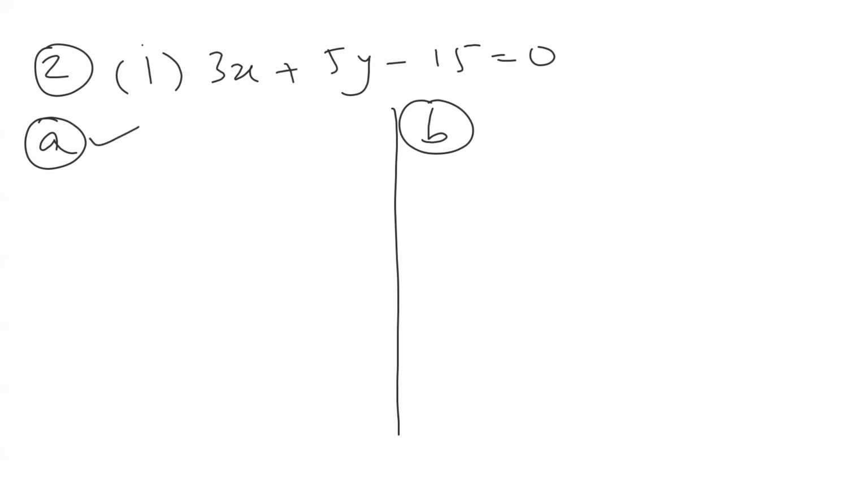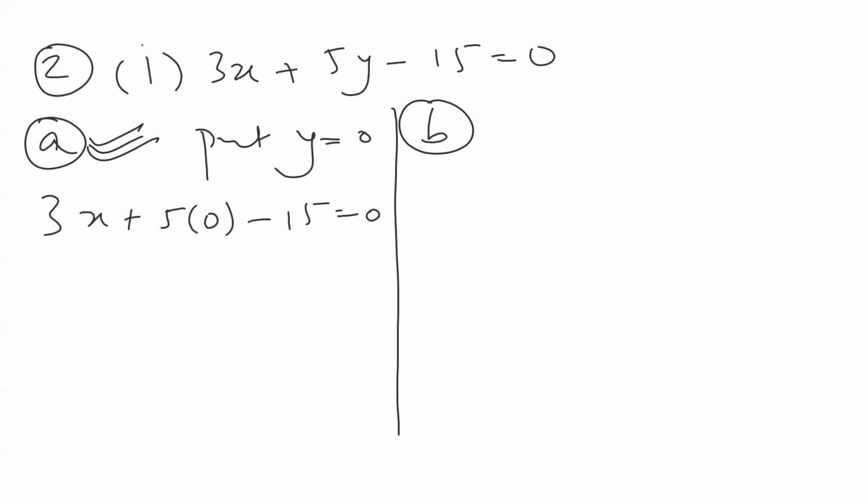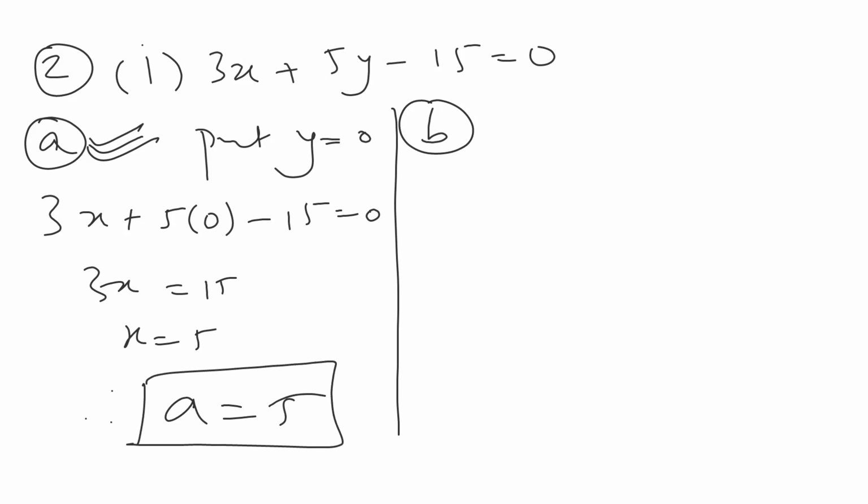To get x intercept, put the value of y as 0. So 3x plus 5 into 0 minus 15 is equal to 0. 3x is equal to 15, x is equal to 5, therefore a is equal to 5. We got the value of x intercept. Now for the y intercept, b.